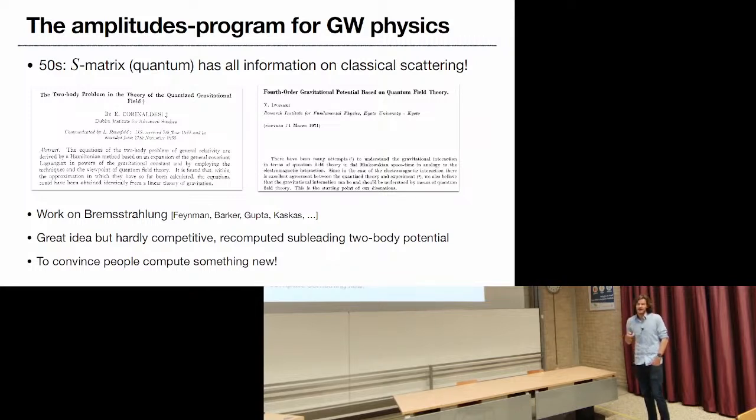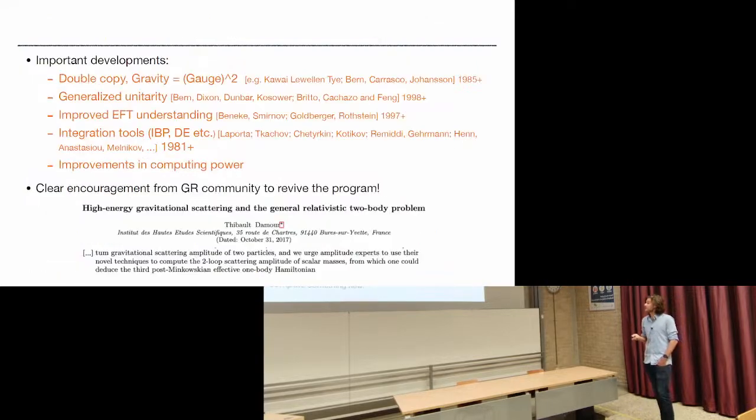And people have been using this at the time to compute the first subleading corrections to Newton's potential. This is a very nice idea, but at the time, people didn't have the tools to really push this to very high orders. So it didn't really gain any traction at the time. So there's really only a few papers around that time that study this. And this is the basic point. If you want to convince people, you have to do something new.